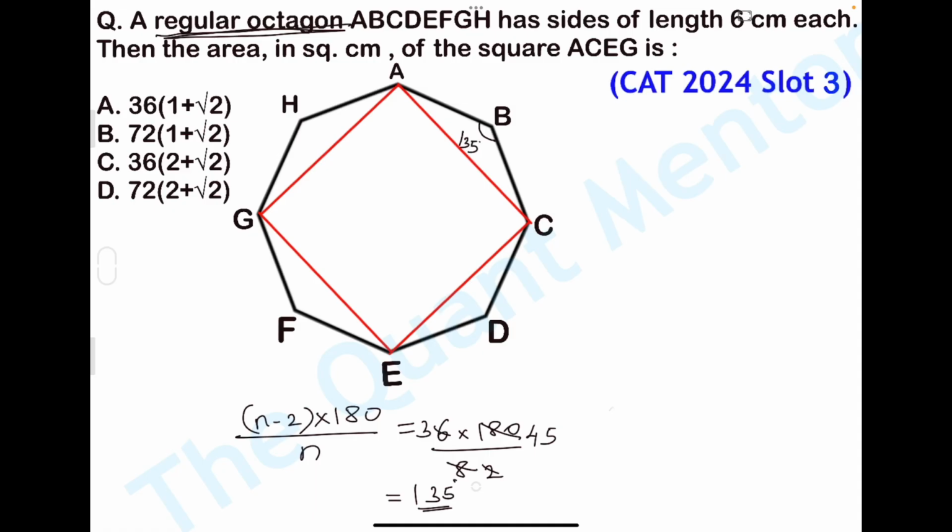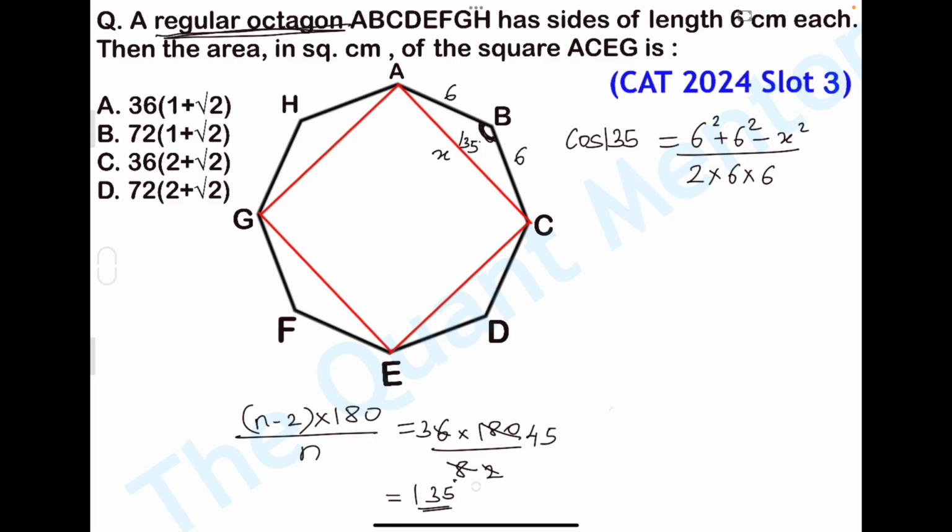It's a regular octagon, so all sides are equal, and the length of each side is 6. AB will be 6 and BC will also be equal to 6. Now let's observe triangle ABC, an isosceles triangle, with AC equal to, suppose, x. Now in triangle ABC, with respect to angle ABC, I can write the cosine rule. Cosine of 135 will be equal to 6 square plus 6 square minus x square divided by 2 into 6 into 6.